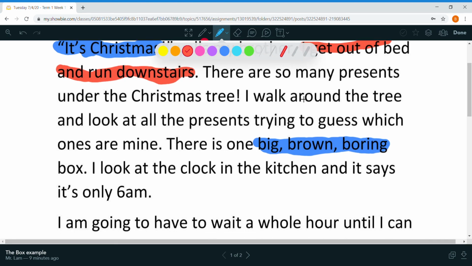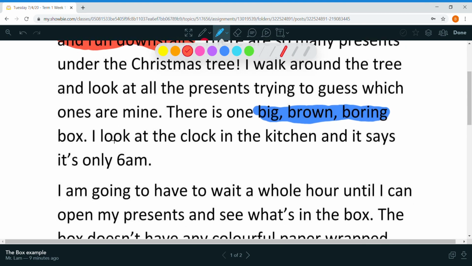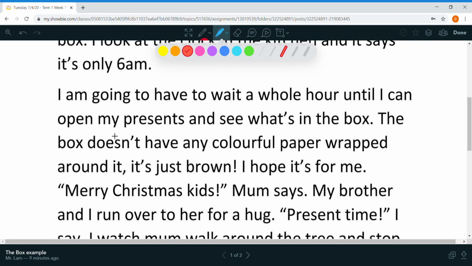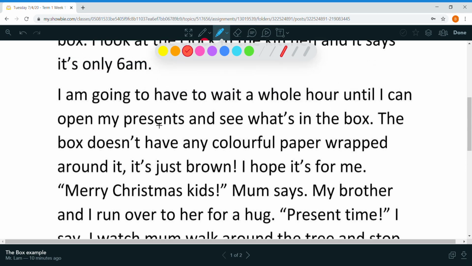So I've done a lot here. I walk around the tree and look at all the presents, trying to guess which ones are mine. So I've done a lot of verbs in there. I've done a lot of actions in there. And I've also done a lot of things that I'm thinking about as well. I'm going to have to wait a whole hour until I can open my presents. So it's actually telling me how I feel.